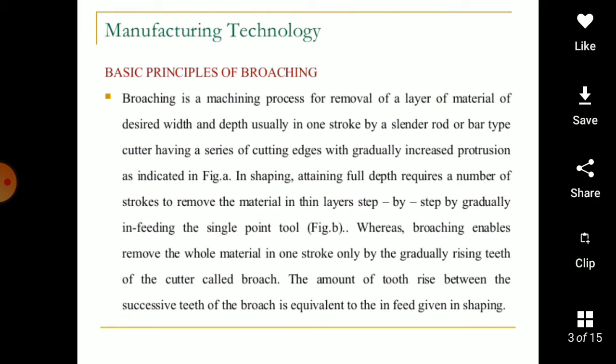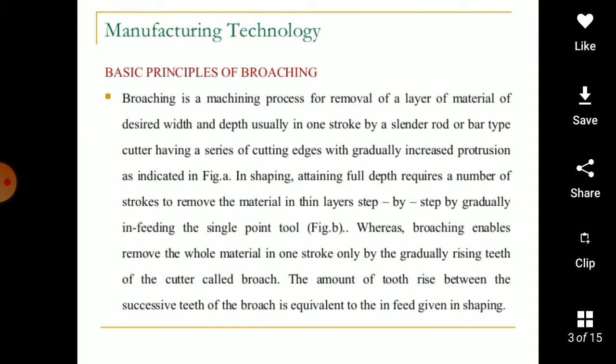So the basic principle of broaching is a machining process for removal of a layer of material of desired width and depth, usually in one stroke, by a cylinder, rod or bar type cutter having a series of cutting edges with gradually increased protrusion.